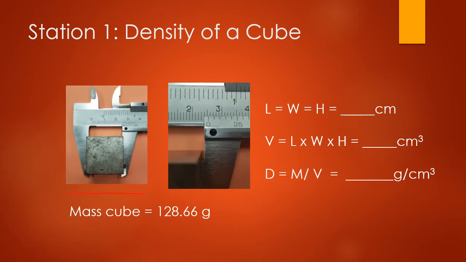So why am I only showing one measurement? Well, because with a cube, the length, width, and height are all going to be the same. So I only needed to measure one dimension.